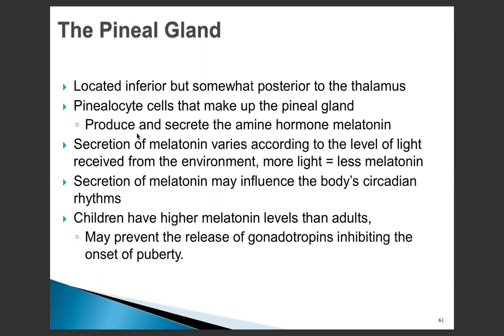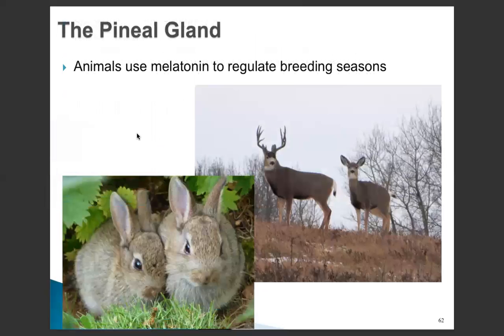Secretion of melatonin may influence the body's circadian rhythm. Children have a higher melatonin level than adults. It may prevent the release of gonadotropin, inhibiting the onset of puberty. Also, animals use pineal melatonin to regulate breeding seasons.